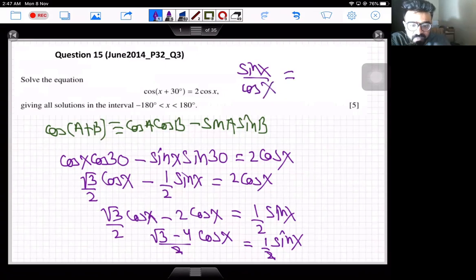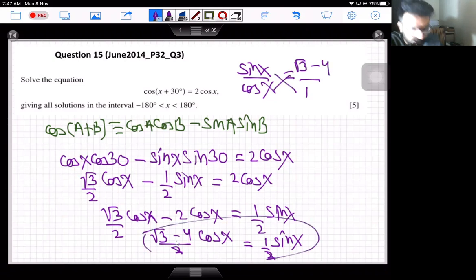What is the term that is multiplied with sin x here? Since the 2 and 2 are already cancelled out, sin x is being multiplied by 1, so I will write a fraction in which the denominator will be 1. The term multiplied with cos x is root 3 minus 4, so in this fraction I will write root 3 minus 4 in the numerator. If you do cross multiplication, you will get the same result.